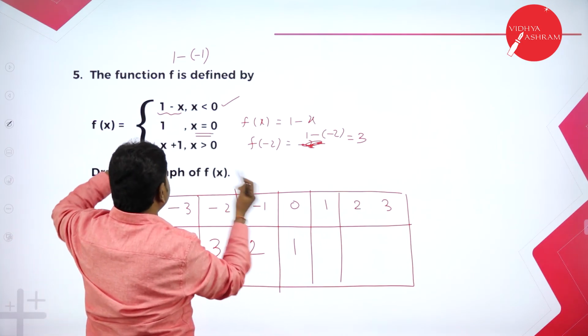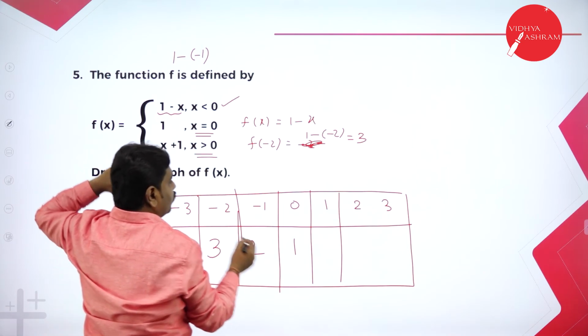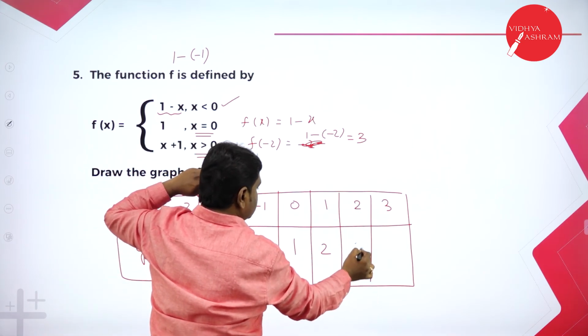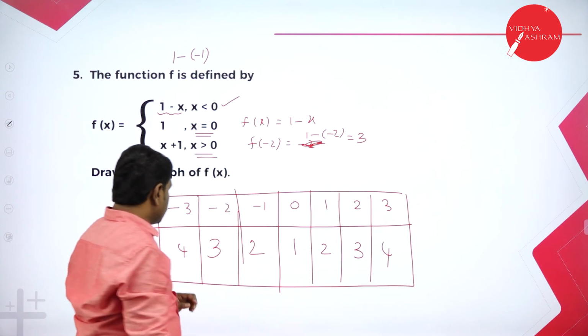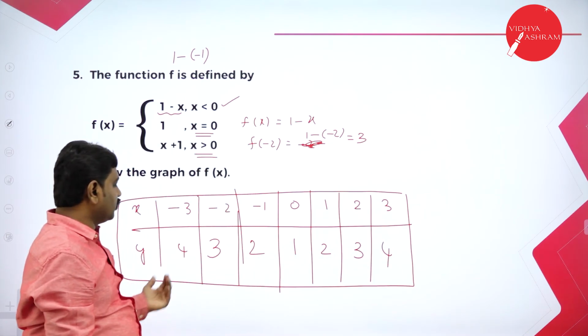Greater than 0. 1 means greater than 0. When it is greater than 0, plus 1. Plus 1 means 2. Plus 1 means 3. Plus 1 means 4. So you can see we'll get 1, 2, 3, 4 and 1, 2, 3, 4.